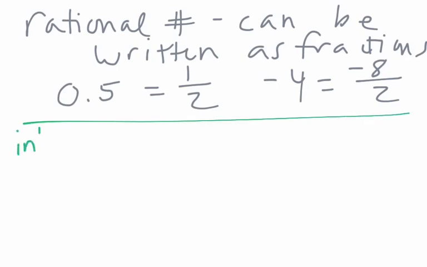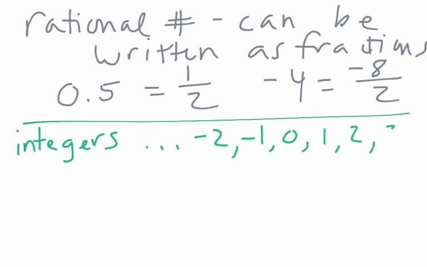The integers, these are what I call the friendly numbers. These are the numbers that you like to see as the answers to your problems. And the integers are better defined by showing you an example. The integers are the positive and negative whole numbers.